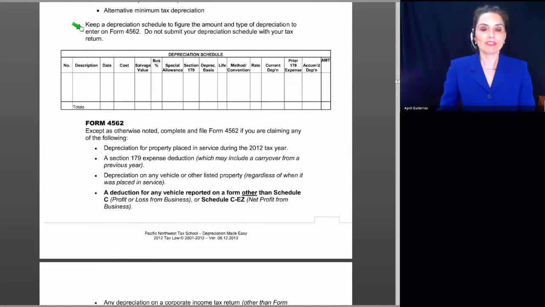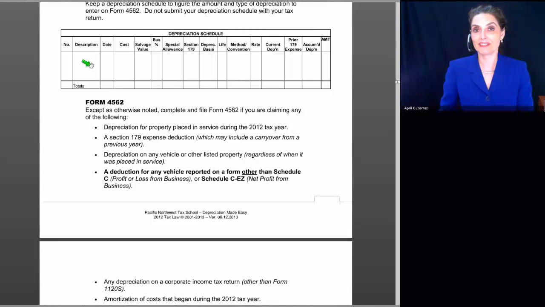Now, you need to keep a depreciation schedule to figure the amount and type of depreciation that you will ultimately carry to and enter on Form 4562. Do not submit the depreciation schedule with your tax return. The IRS does not want it. But if they audit you, they will want to see it. So it's a good idea to keep it handy for a long time, at least the life of all the assets used in your business.